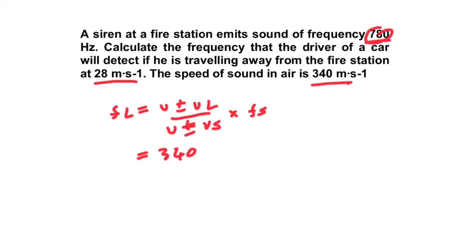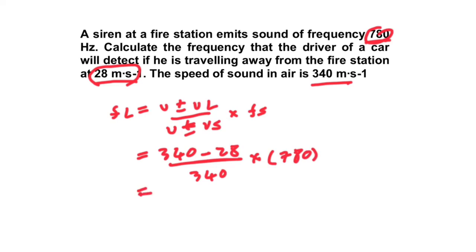The car is moving away from the fire station at a velocity of 28 meters per second. So we're going to have minus 28 divided by 340. The source is stationary. Multiplied by the emitted frequency, which is 780 hertz. In this situation, we are expecting the frequency observed to be less than that which is emitted. So let's go ahead and see what happens.